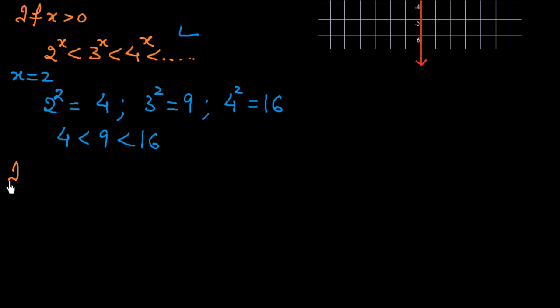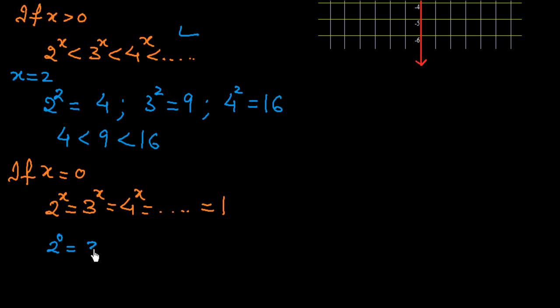Now if x is equal to 0, we see what happens. Because if x is equal to 0, then 2 power x is equal to 3 power x is equal to 4 power x, and so on, and all equal to 1. I explain here 2 power 0 is 1, 3 power 0 is also 1 and 4 power 0 is also 1. So any number with the power 0 is equal to 1.